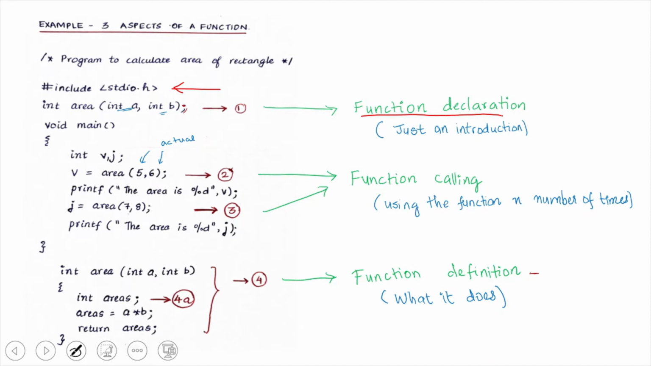Here, this is called the name of the function. We are going to write it as area. You can give any name. Then these will be the arguments or the variables that will be passed to that function. The int represents the return type of that function.